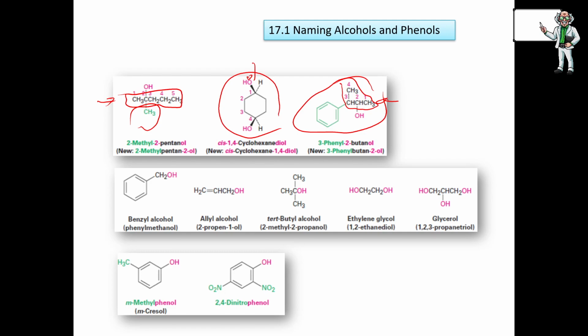And then the only thing that I need to do is to name the substituent, that is this phenyl ring, that is in position 3. That means that the name will be 3-phenyl-2-pentanol or 3-phenylpentan-2-ol.